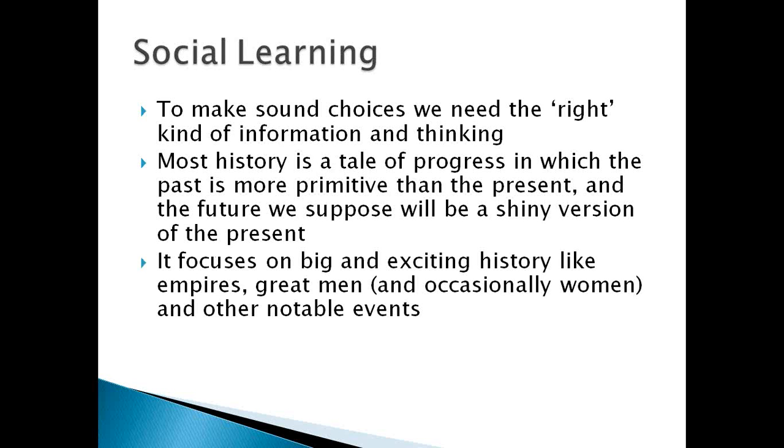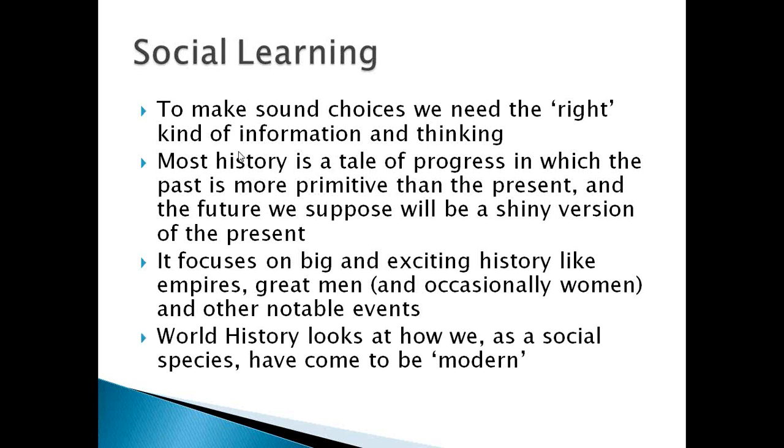So, this kind of conventional history focuses on big and exciting history, like empires, the story of great men, and occasionally women, and also other notable events like revolutions and so on. World history looks at how we as a social species have come to be modern. How did we get to be where we are? It's a key question, and it's an important question because it informs how we think about how we can become better than we are today, how we can keep this tale of improvement, the progress story, going, but we're going to have to rewrite major sections of that story.